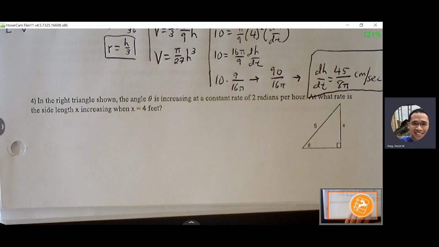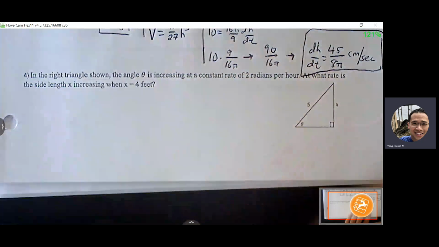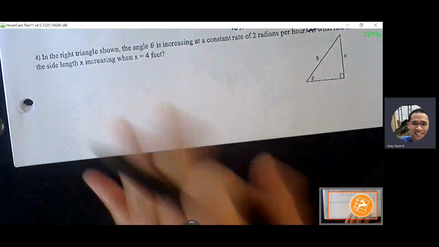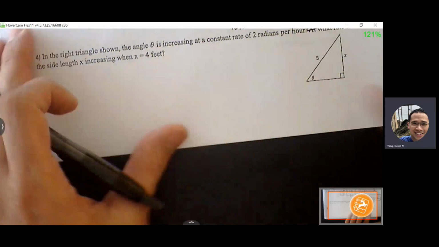It says in the right triangle shown, the angle theta is increasing at a constant rate. Whenever we have a problem where theta is involved, it's always going to be in relation to a right triangle. So you know it's always going to be sine, cosine, or tangent. We have to pick a trig equation that hits all the information involved in the triangle here.